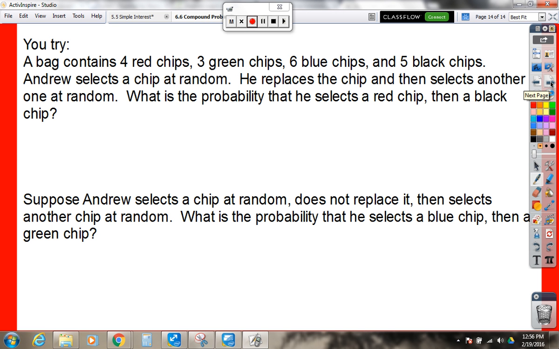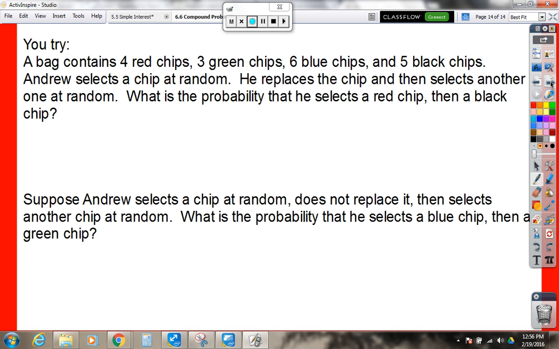Okay, let's try this one. It says a bag contains 4 red chips, 3 green chips, 6 blue chips, and 5 black chips. Andrew selects a chip at random. He replaces the chip and then selects another one at random. What is the probability that he selects a red chip, then a black chip? Now are these events independent or dependent? Independent. I'm hearing some independence.